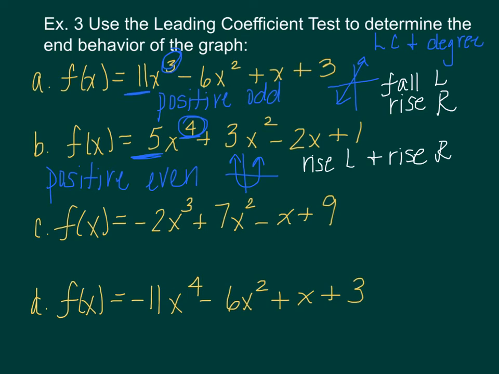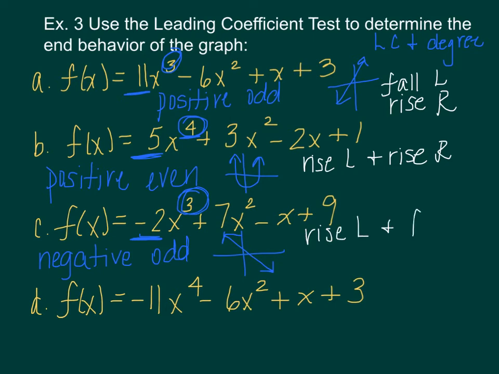C, I'm looking at the -2 and the 3. This is what we call a negative odd. Negative odd, remember we think about a negative slope. Negative slopes behave by rising left and falling right.